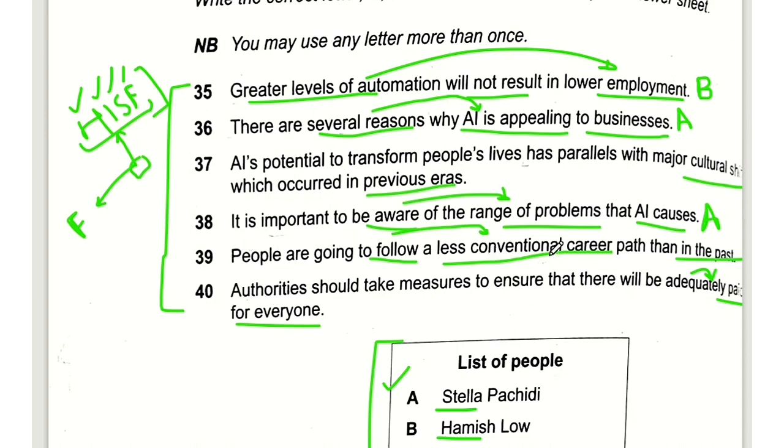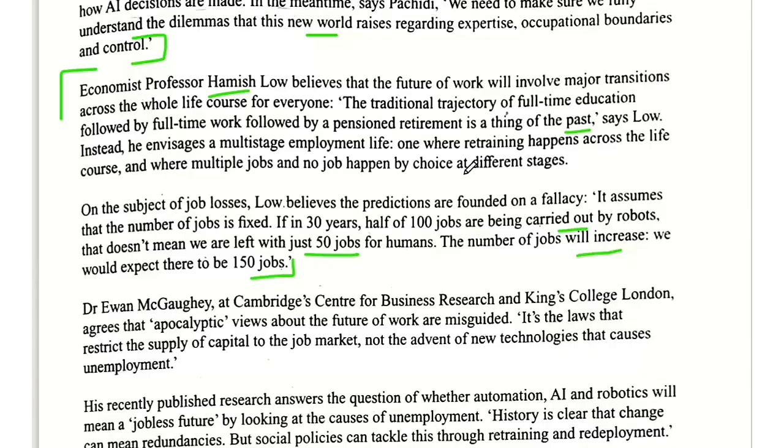People are going to follow a less conventional career path than in the past. This is also clearly mentioned. We'll be seeing in the paragraph, it is clearly mentioned that the number of jobs will increase. We would expect there to be 150 jobs.